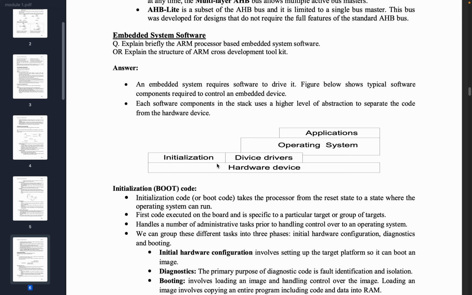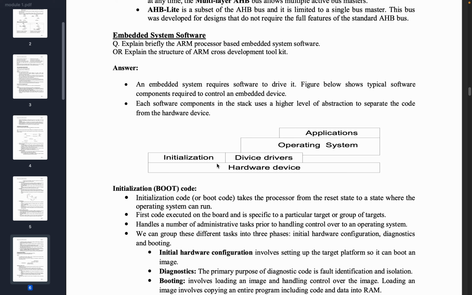You can group the different tasks into three phases. The three phases are initializing hardware configuration, diagnostics and booting. These are the important points you should write in the examination, because you will get marks here. So, the initialization part: we mainly have to write initialization hardware configuration, diagnostic and booting. The function of initialization hardware configuration involves setting up a target platform so it can boot an image.